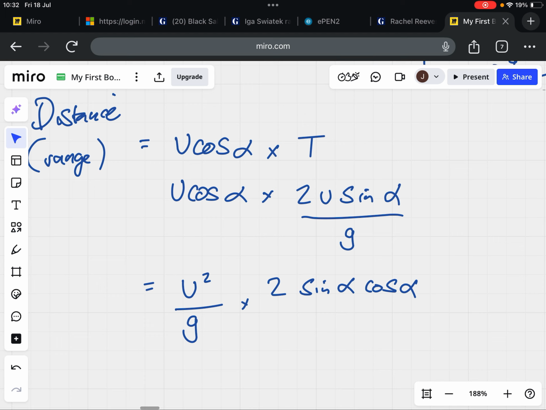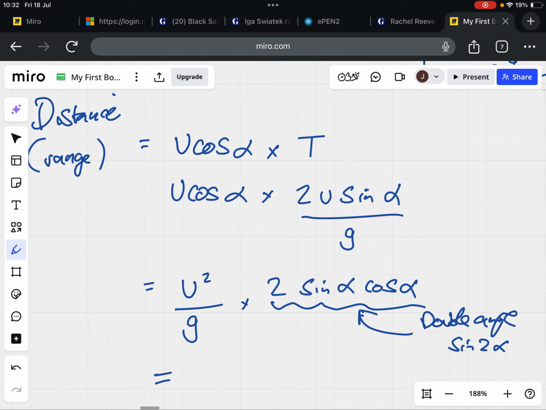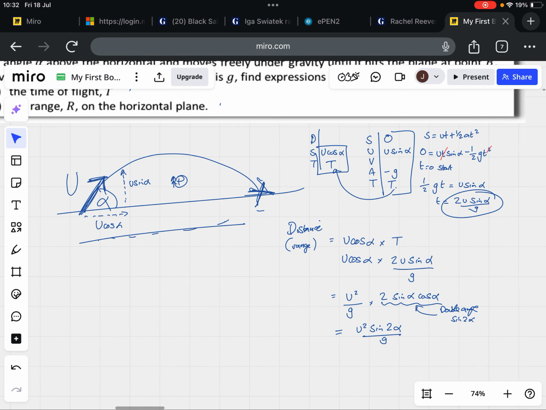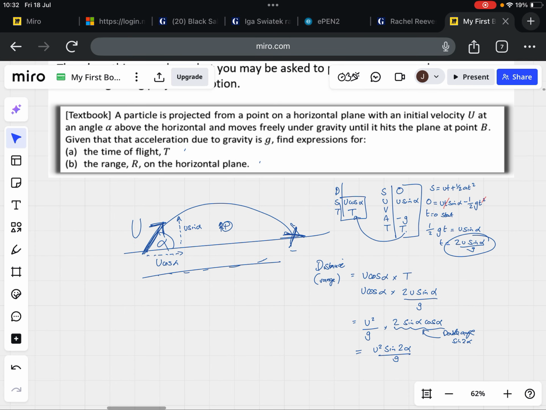Checking my work. Yeah, I think I'm happy with that. So can you spot it? Last chance. Did you spot it? Yeah. This one here is the double angle. This is the double angle for sine, which is actually the same as sine 2 alpha. So here's the really neat, really cool answer. It's u squared sine 2 alpha over g. So how cool is that? Pretty cool. That if we have a projectile going from ground to ground, we can do that.